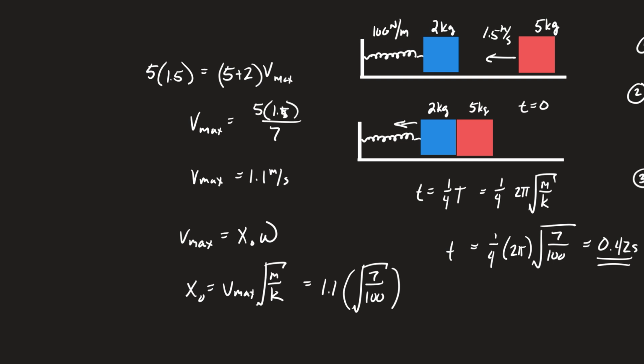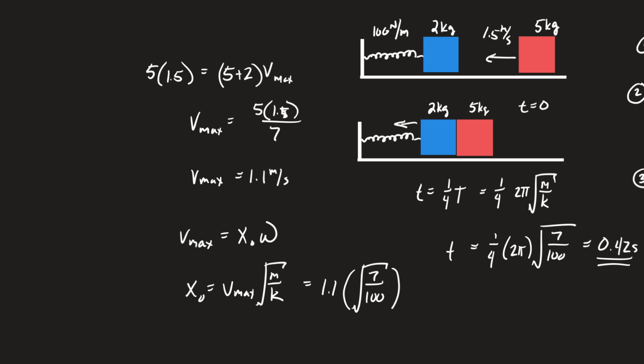Any question about that? Yep. Is the angular frequency like k over m or m over k? The angular frequency is the square root of k over m. But when I divide it by both sides, I get square root of m over k. Does that make sense? Okay.